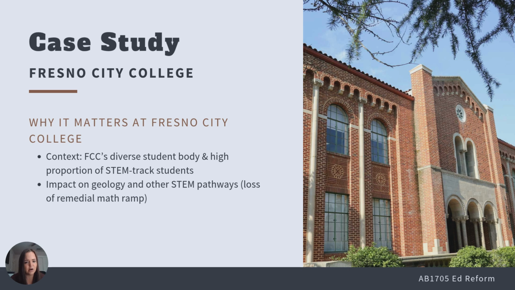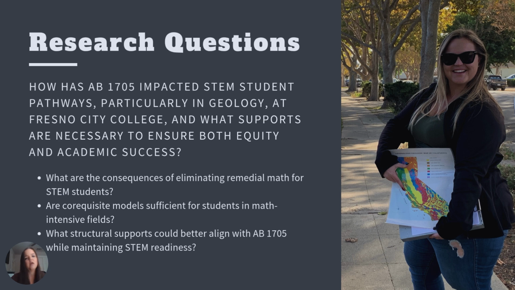A lot of our students are somehow related to a STEM track, whether they're specifically STEM or they are part of a STEM pathway where they still require high-level math. And like I said, we're going to focus on geology and some of the other STEM pathways where the loss of the remedial math has really put us at an impasse. So some research questions that come into play here, the big one is, how has AB1705 impacted STEM student pathways, particularly in geology, at Fresno City College, and what supports are necessary to ensure both equity and academic success?